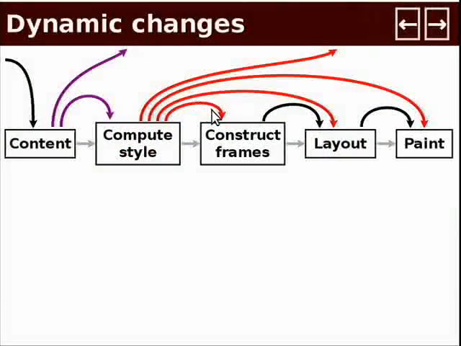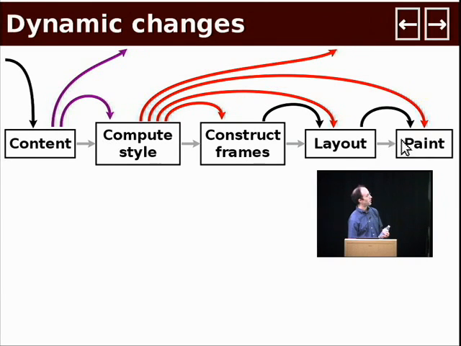So when we recompute the style for a bunch of elements, we then essentially compare the old style data and the new style data. We find out that, for example, the CSS display property changed. The display property affects what type of frames we constructed. So if the display property changes, we need to go construct frames and then go through the rest of the pipeline. If, say, the width property changes, that doesn't affect what type of rendering objects we construct, but it affects the layout, and so we need to go through the pipeline from here.